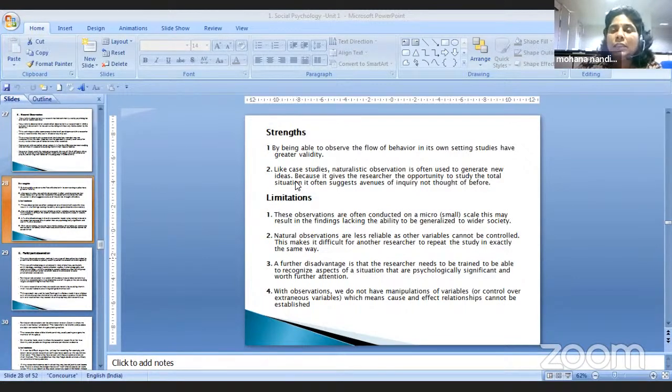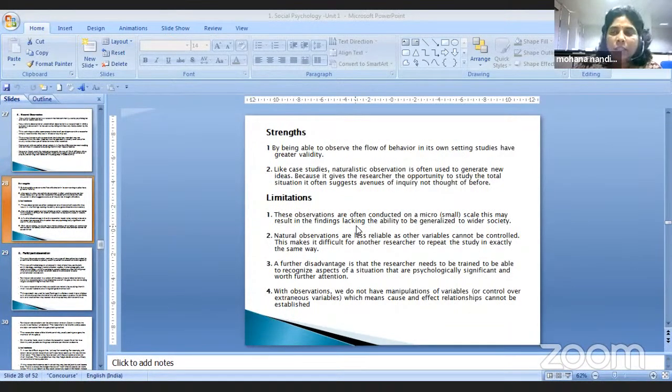So this is the strength of natural observation. Whenever we are understanding the person, we get the opportunity to study more about the person in an unconditional manner, so that you can change your hypothesis, you can get into that area, and you can even research that topic. Next, we'll come to the limitations part.